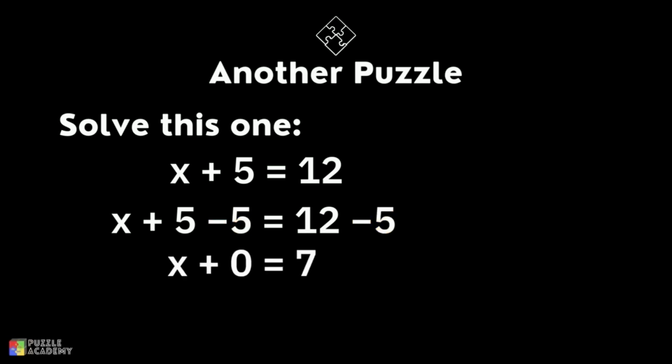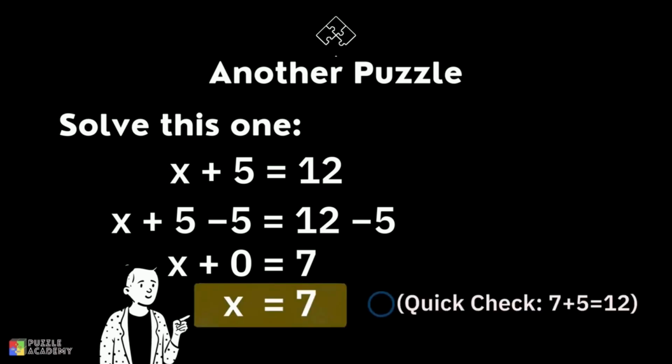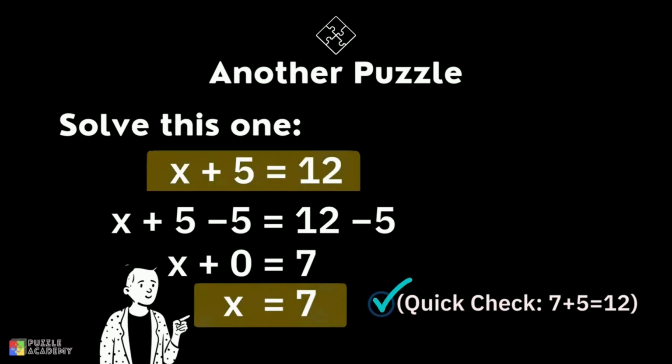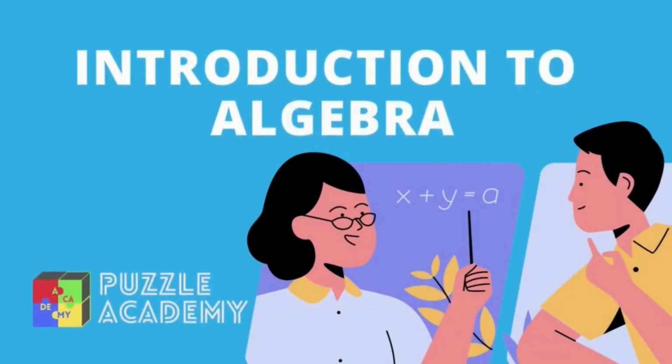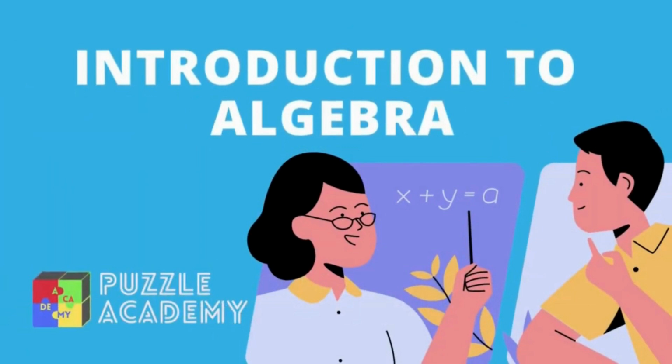Then we use a little arithmetic. So 5 minus 5 equals 0 and 12 minus 5 equals 7. And that becomes X plus 0 equals 7. Which is just X equals 7, right? Now, for our quick check, since X is equal to 7 and our equation is X plus 5 equals 12, it would become 7 plus 5 equals 12. And that proves the equation. And as we progress in our mission, we will focus on how to balance an equation when we are adding and subtracting them.